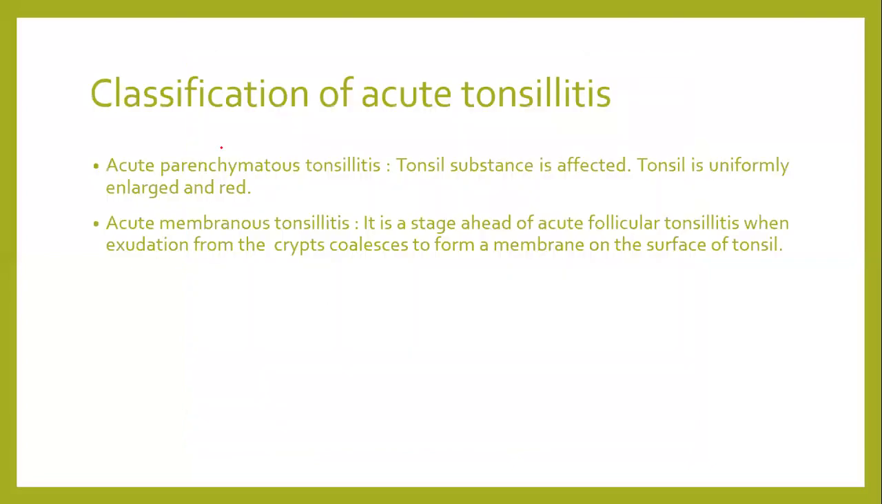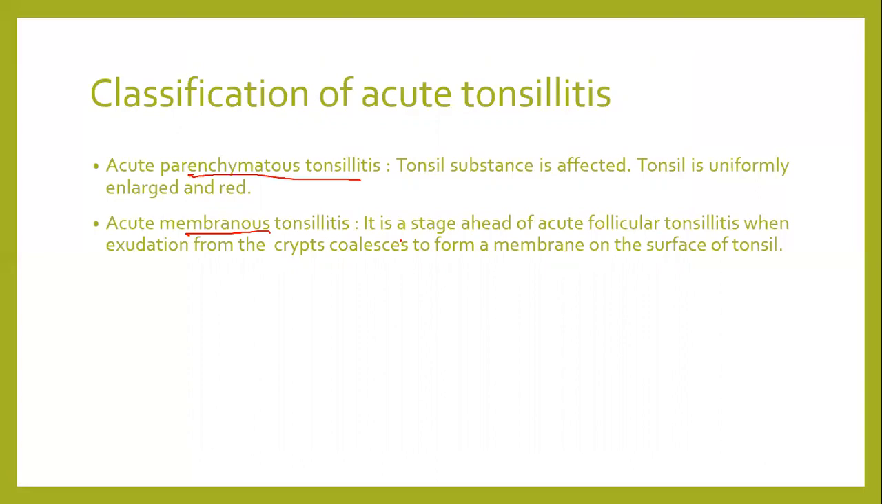Next is acute parenchymatous tonsillitis. The tonsil substance is affected. The tonsil is uniformly enlarged and red, so it is very inflamed and has a red appearance. Then acute membranous tonsillitis. It is a stage ahead of acute follicular tonsillitis, when exudation from the crypts coalesces to form a membrane on the surface of the tonsil.